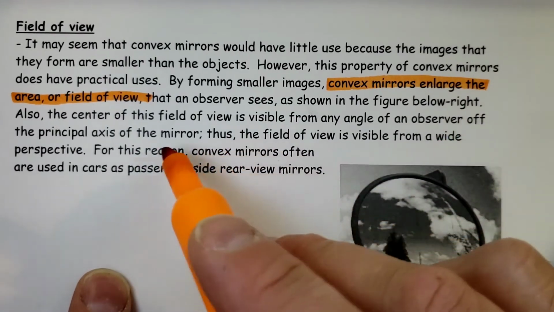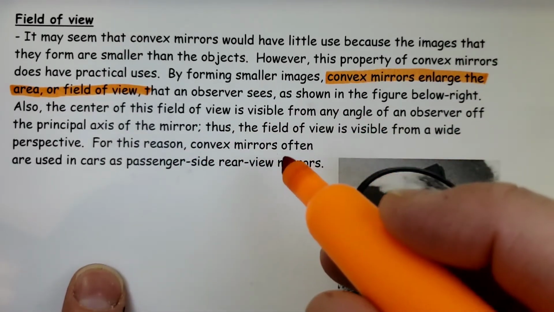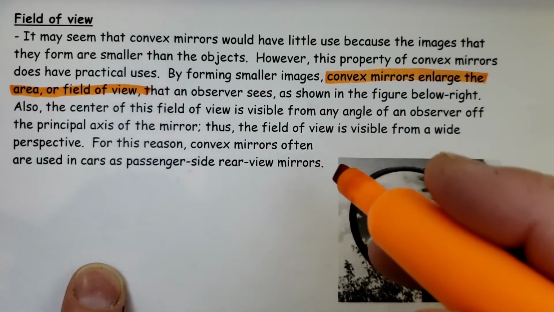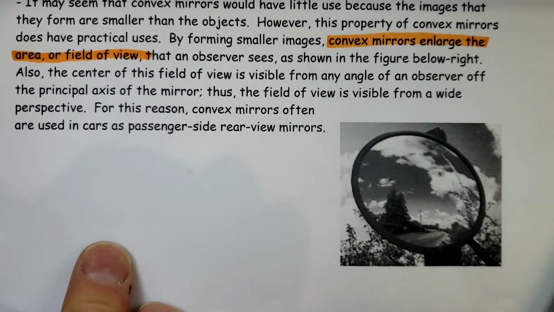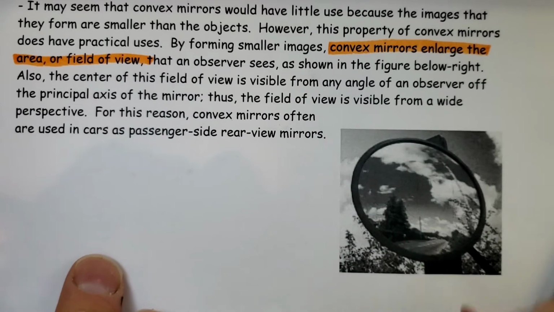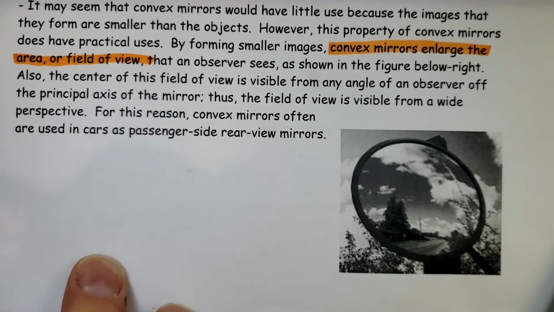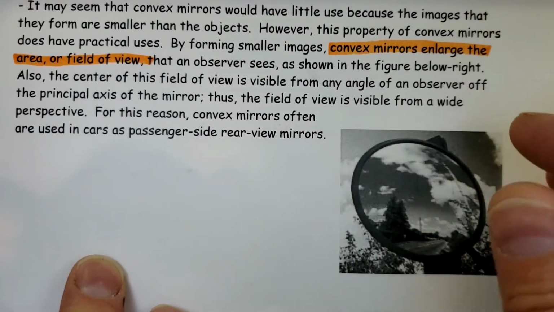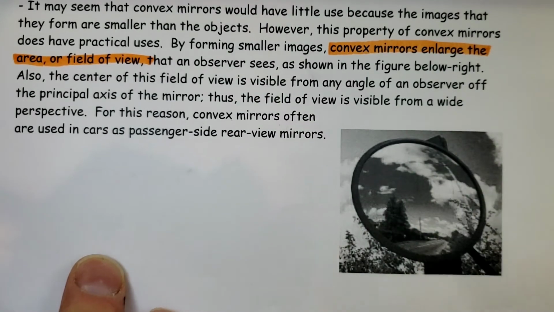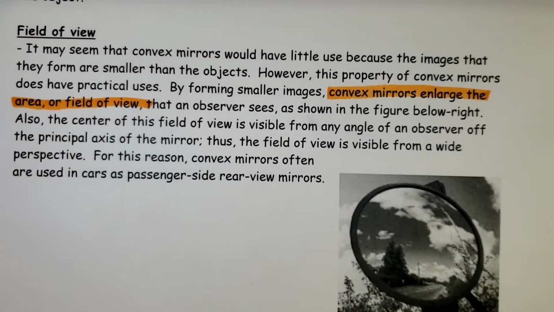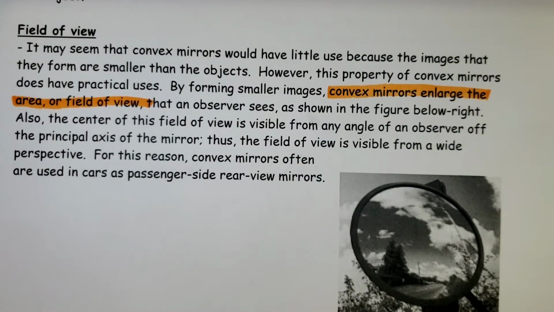So for this reason, convex mirrors often are used in cars as passenger side rear view mirrors, or often in stores you'll see convex mirrors placed up high because you can see everyone in the store. To help alleviate shoplifting, you'll see convex mirrors because you can have a wide field of view in this small mirror.